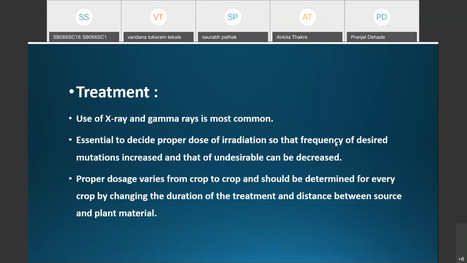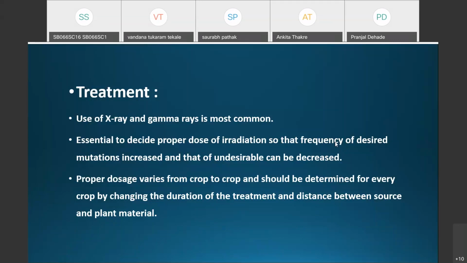While discussing the different types of mutagens, we concluded that the use of X-rays and gamma rays is the most common method used in mutation breeding. Before giving the treatment, it is very essential to decide the proper dose of irradiation so that the frequency of desired mutations increases and that of undesirable mutations decreases.